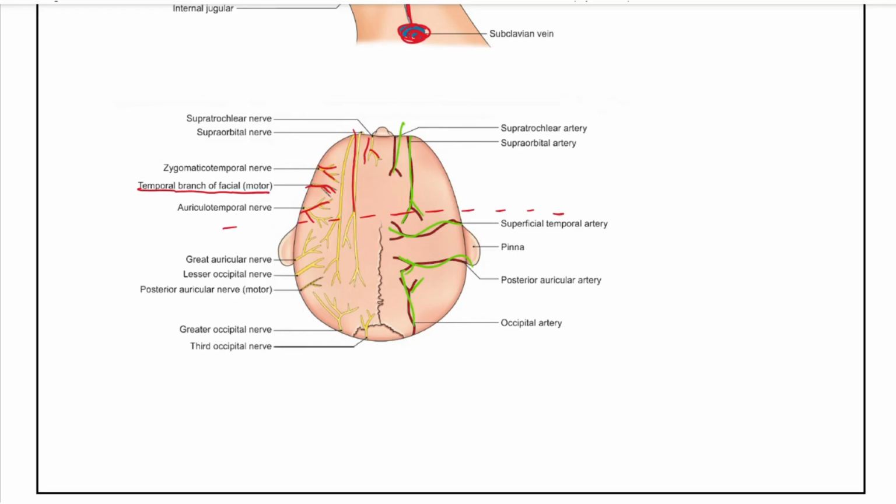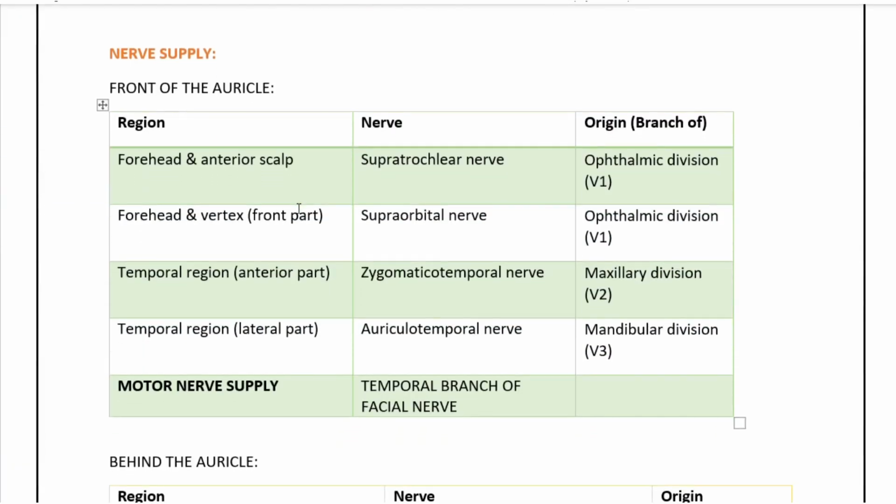Now behind the auricle, we have the greater auricular, lesser occipital, and posterior auricular nerve, which is again a motor branch. Then we have the greater auricular and the third occipital nerve. Two diagrams. Coming to the nerve supply, we divided it into the front of the auricle and behind the auricle. Front, forehead and anterior scalp is supplied by supratrochlear, which is a branch of the ophthalmic division.